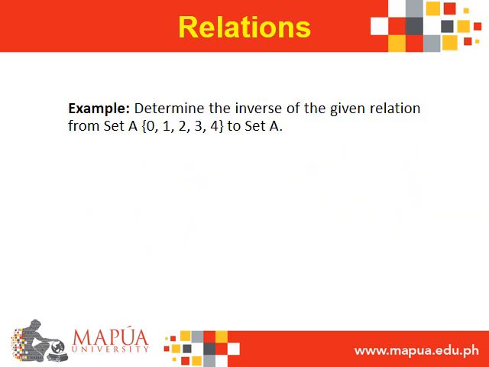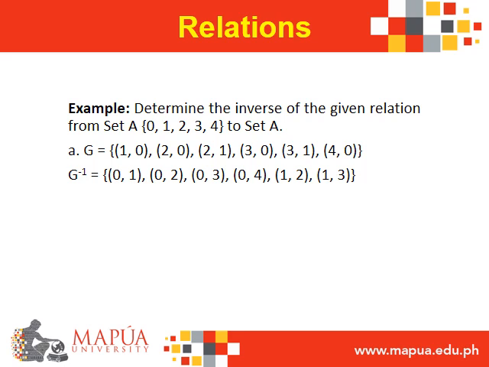If we then evaluate the inverse of a relation from set A to set A, wherein it contains values 0 to 4, let's say my relation G contains the following ordered pairs: (1, 0), (2, 0), (2, 1), (3, 0), (3, 1), and (4, 0). The inverse of this relation now would be (0, 1), (0, 2), (0, 3), (0, 4), (1, 2), and (1, 3).